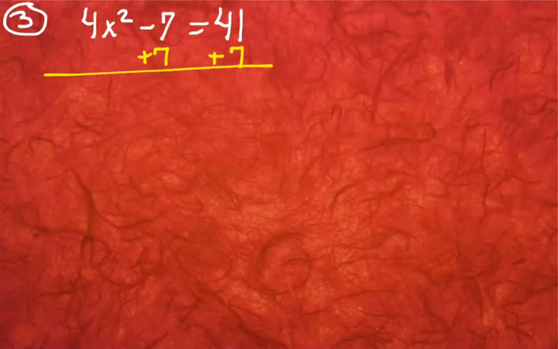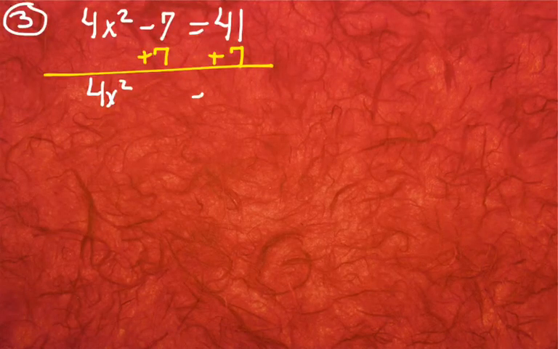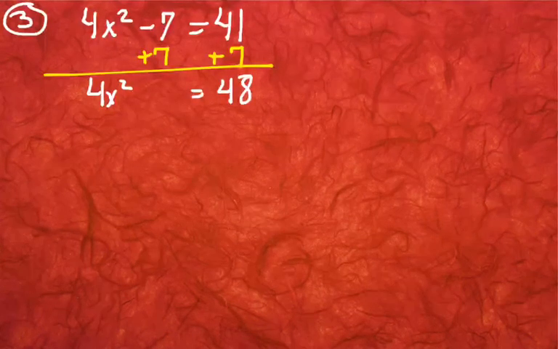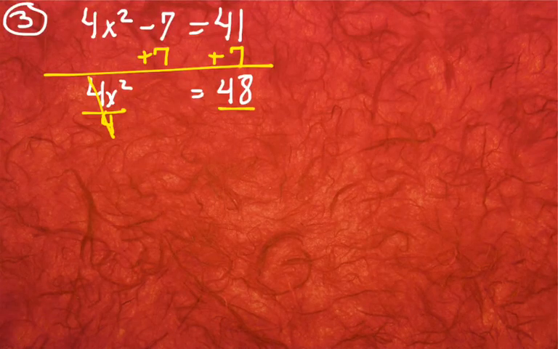Question 3. We don't have the square term by itself yet, so you need to first move the other things away. And we end up with 4x squared is equal to 48. Now, I need to divide both sides by 4. And so that would be canceling out over here. And so we have x squared is equal to 12.